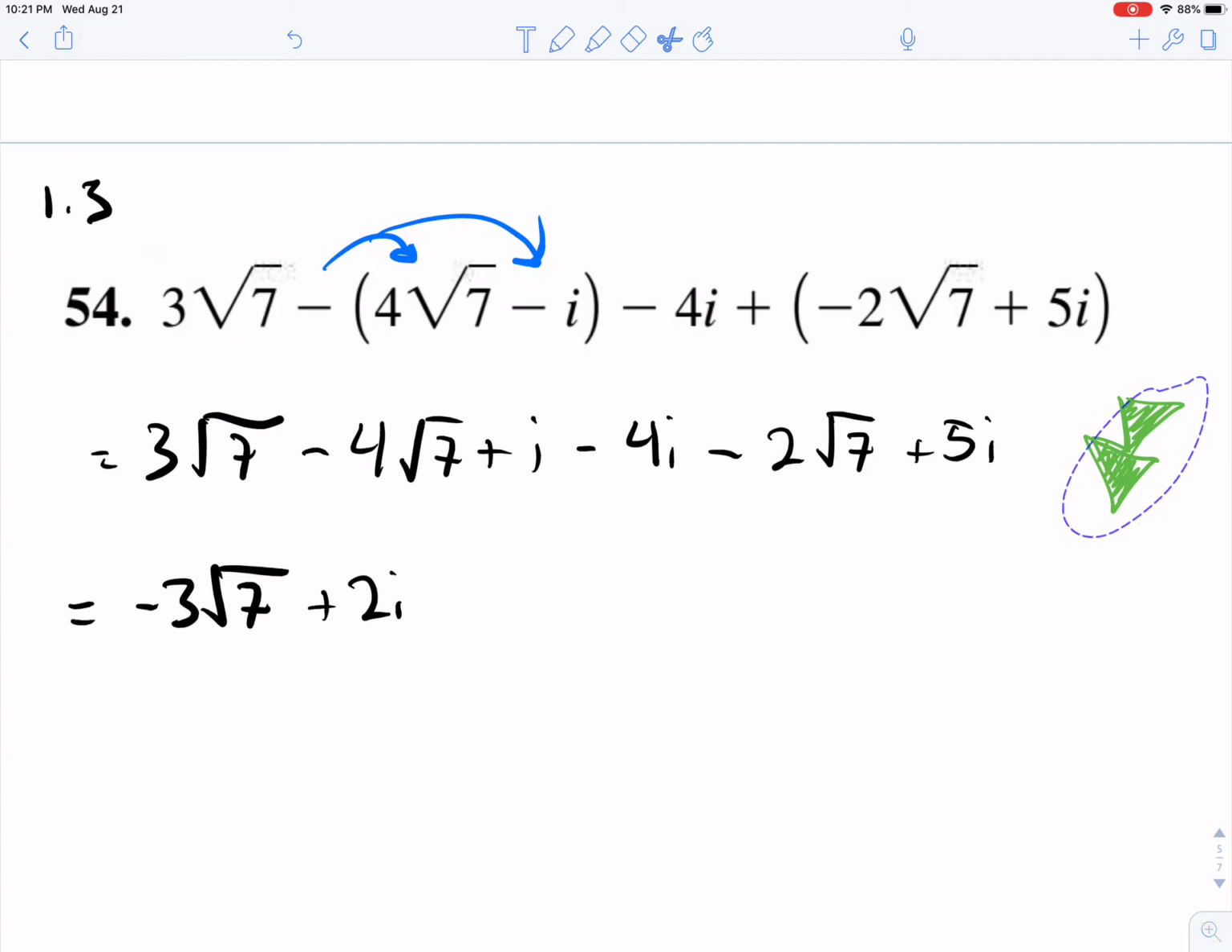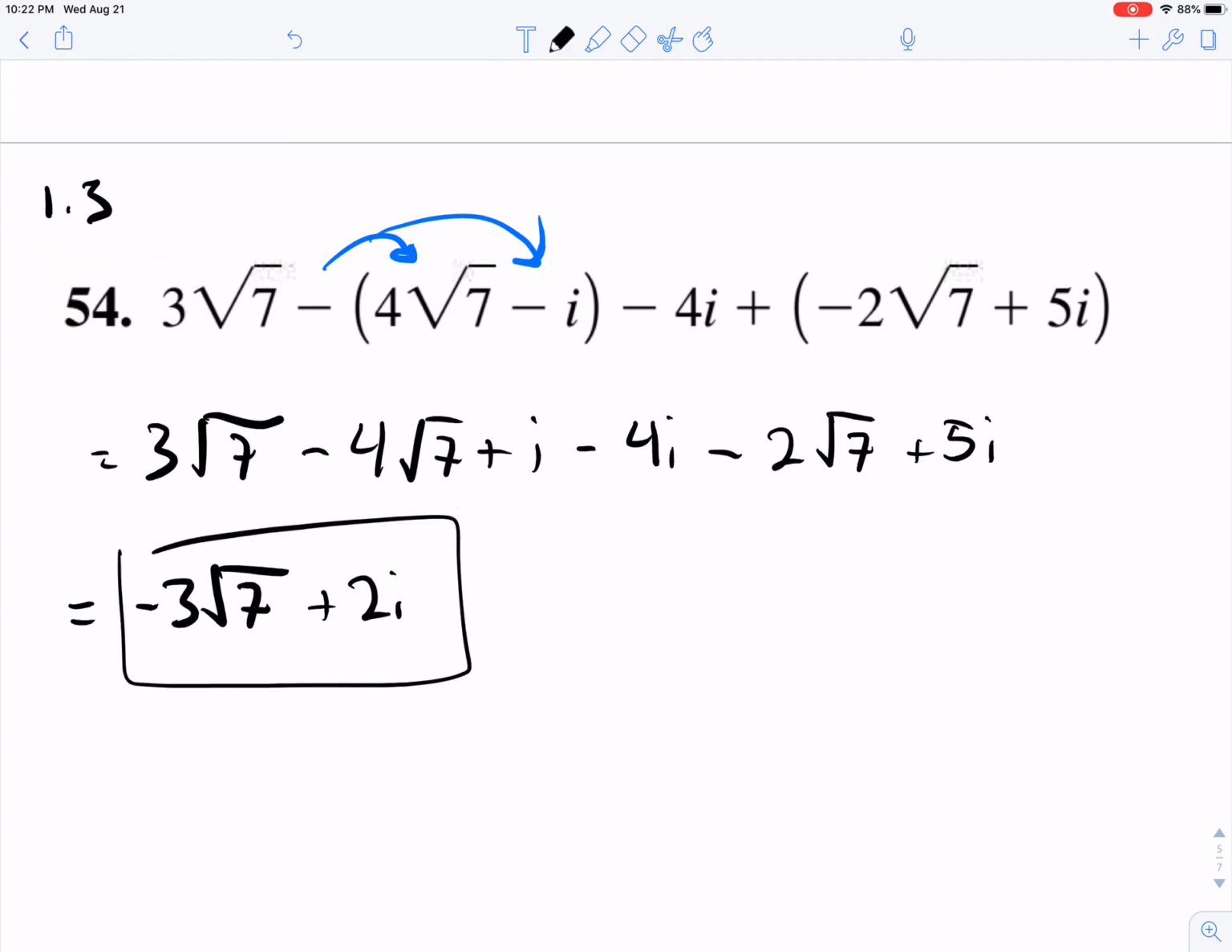The main thing here was that in order to add radicals, they have to be the exact same: same index with the same radicand. This radical, they're all square root of 7, so we can add these. So 3 minus 4 is negative 1, minus 2 is negative 3. So we got our negative 3. And then 1i minus 4i is negative 3i, plus 5i is a positive 2i.